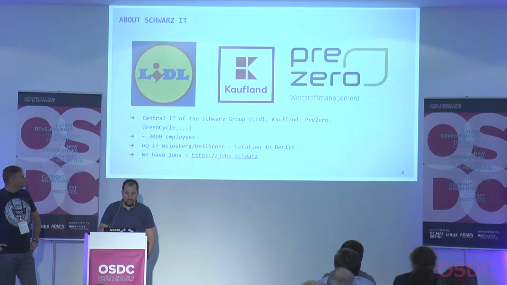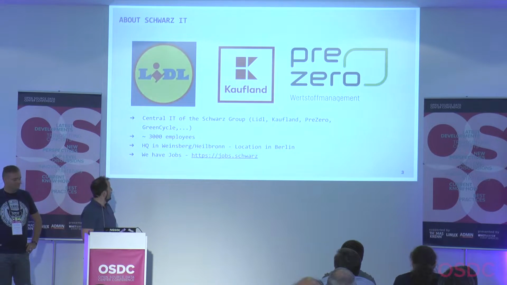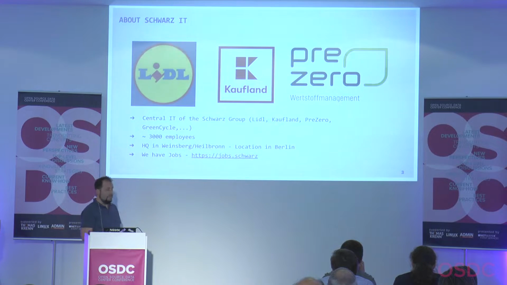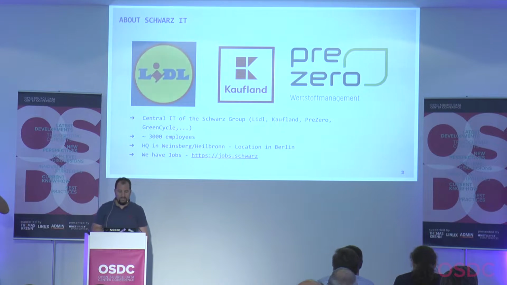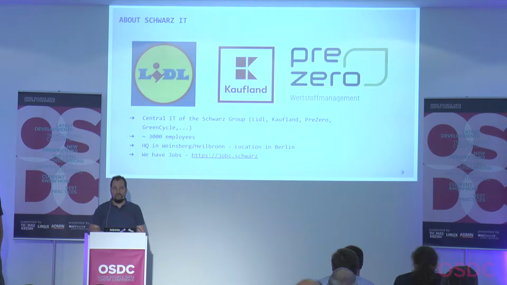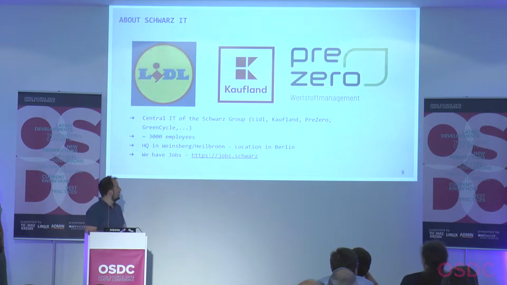About Schwarz IT, we are currently around 3,000 employees. Our headquarters is in Weinsberg or Heilbronn, between Stuttgart and Frankfurt. There's also the headquarters of Lidl and Kaufland. We recently announced that we passed the 100 billion sales volume in the last fiscal year. I think it was two or three days ago. So we have some things to do, and it's fun.